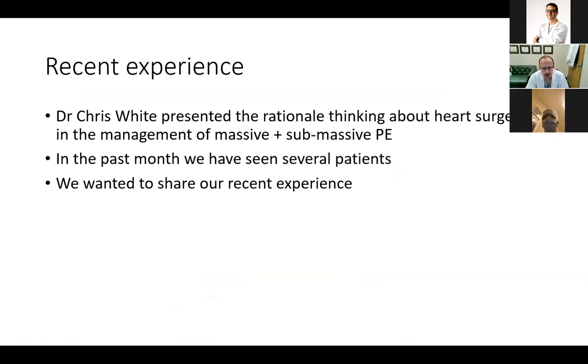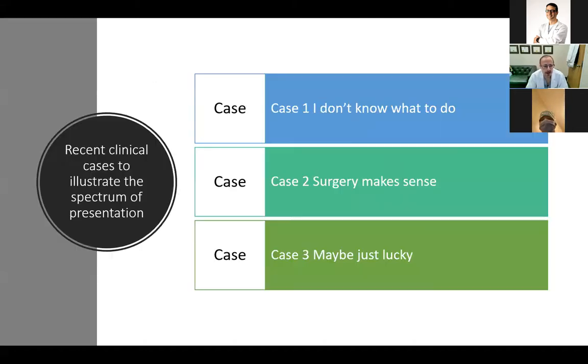But the decision making is not as straightforward as that algorithm shows, and that's really what we wanted to highlight today. So the first case is, I don't really know what we should do. The second case, surgery makes sense. The third case, you know, maybe we just got lucky with the path we chose.